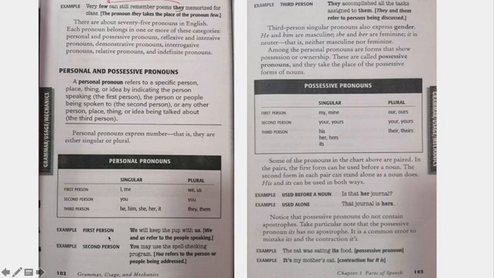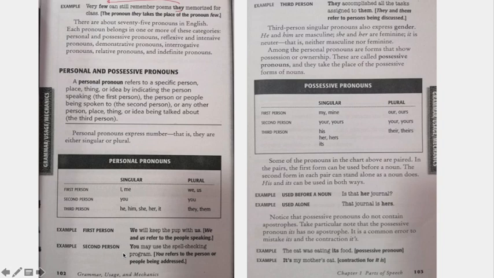For the first person, we will keep the pup with us. We and us refer to the people speaking, so it is in plural form. So the personal pronouns used in this example belong to the first person category and in plural form because of the we and the us.